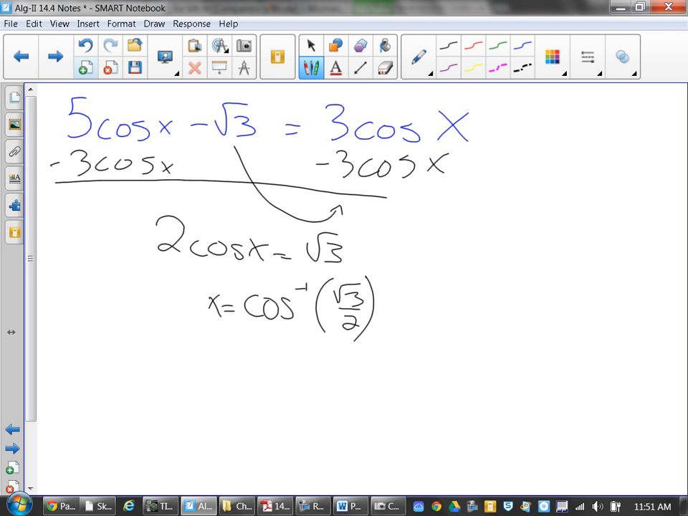Didn't we just do a root 3 over 2? So it's a 30. So it's pi over 6 and 5 pi over 6. Oh, cosine, 11 pi over 6. Very good.